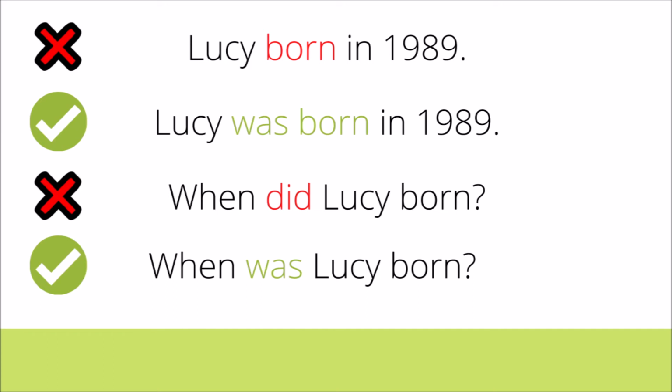So basically the verb is the verb to be, and we conjugate the verb to be according to the situation, the majority of the time in the simple past. So the correct sentence is Lucy was born in 1989. If you were asking a question, we would say, when was Lucy born?